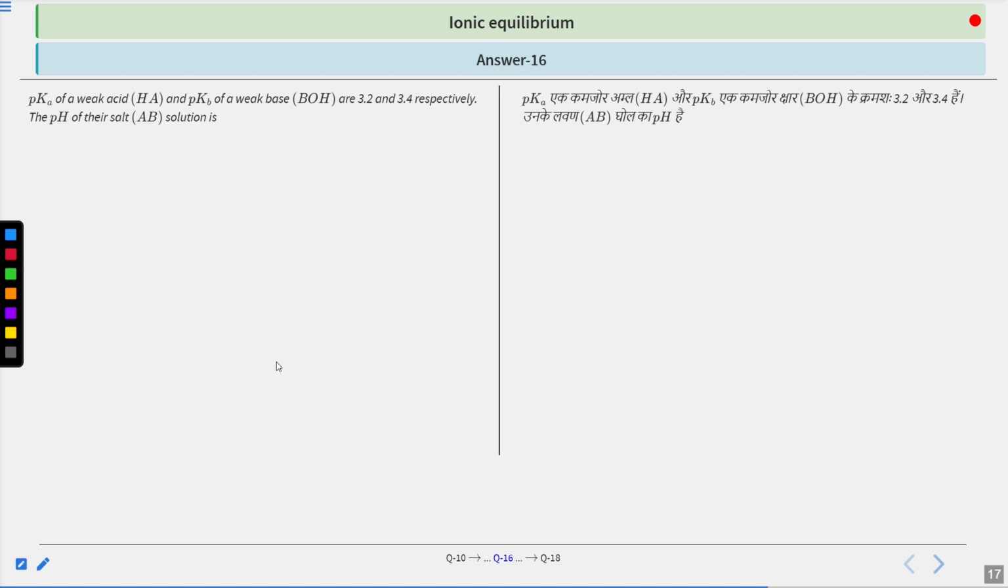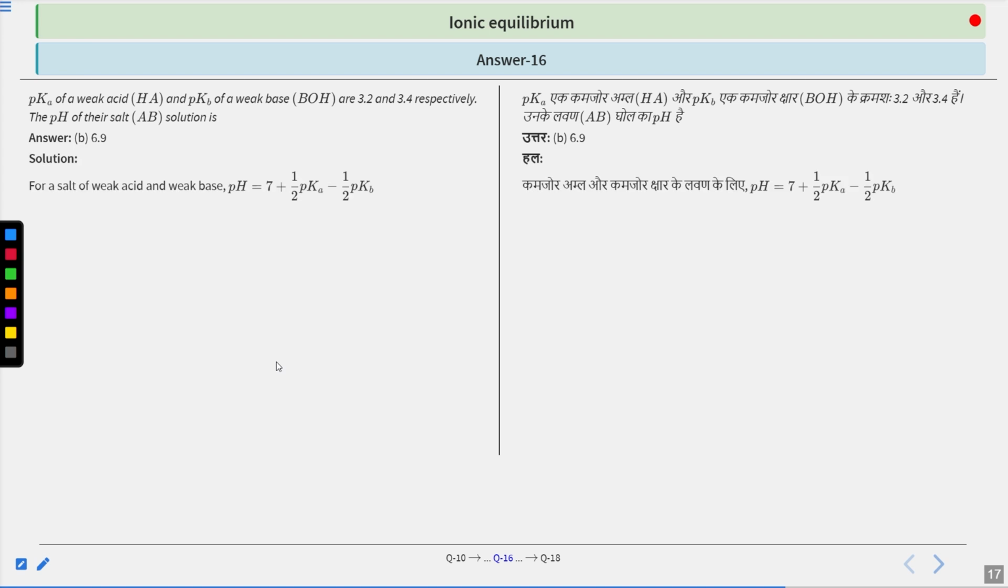So the pKa of a weak acid, HA, and pKb of a weak base are given as 3.2 and 3.4. You have to find what is the pH of their salt AB. Okay. So your correct answer will be B, which is 6.9. So this will be your pH.